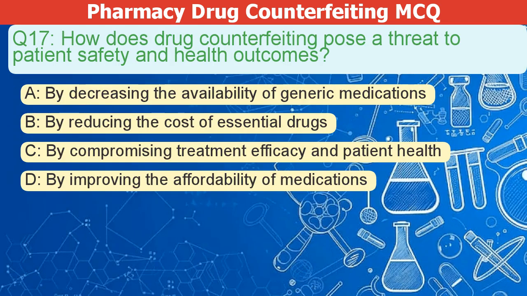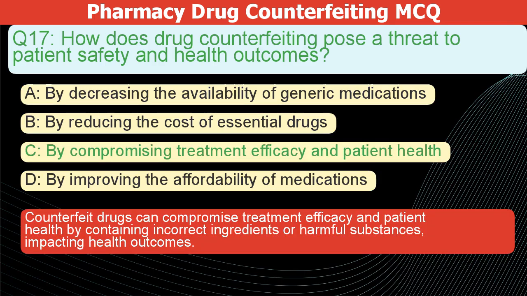How does drug counterfeiting threaten patient safety and health outcomes? A. By decreasing the availability of generic medications. B. By reducing the cost of essential drugs. C. By compromising treatment efficacy and patient health. D. By improving the affordability of medications. The correct answer is C. Counterfeit drugs can compromise treatment efficacy and patient health. They may contain incorrect ingredients or harmful substances, impacting health outcomes.